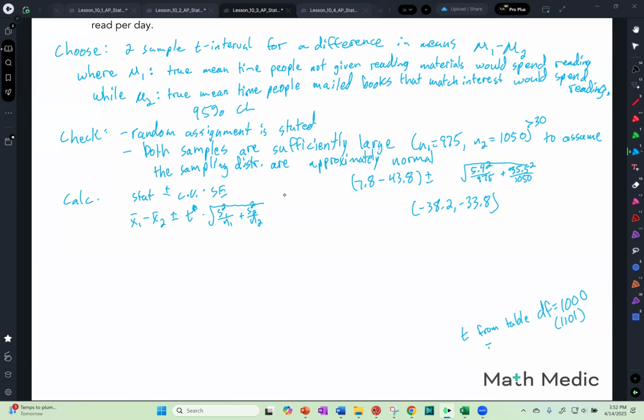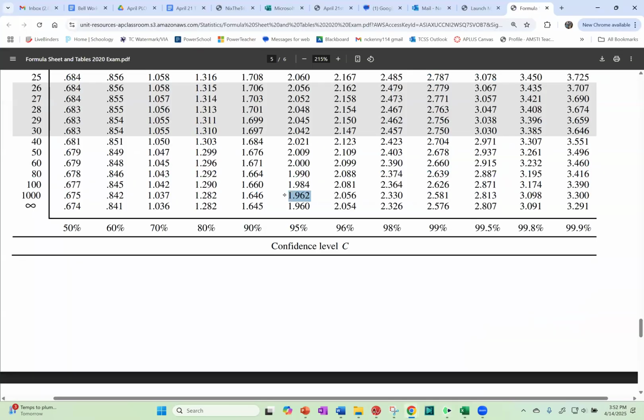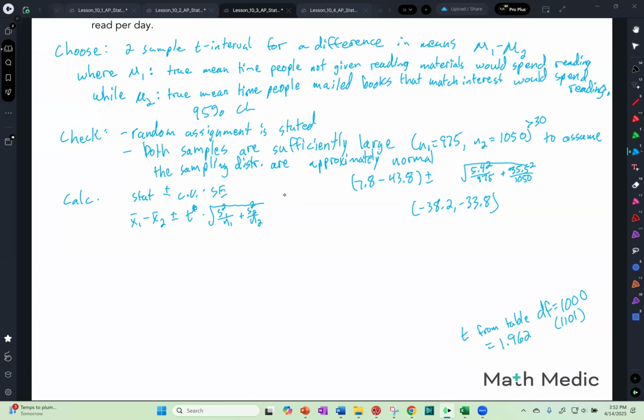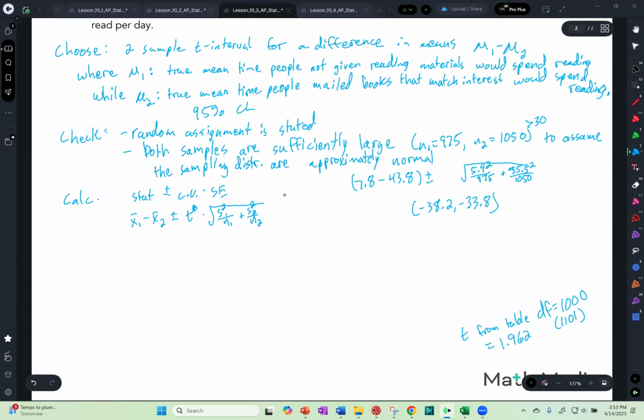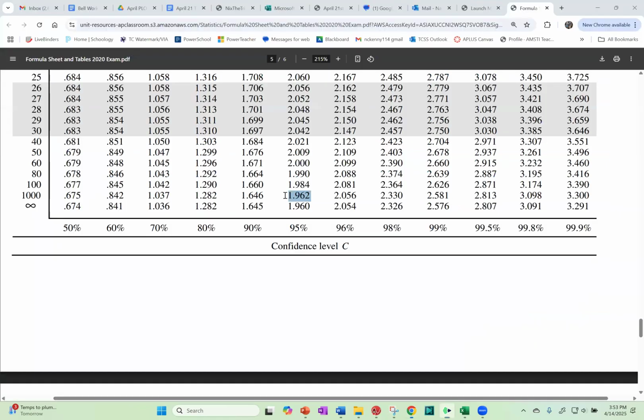That t is equal to 1.962? The conservative method, which always works, is you take your smaller sample size, so 975 in this case, and subtract 1 from it. So conservative gives you a degrees of freedom equal to 974, which rounded down is 100, right? So then that t comes out to be 1.984.